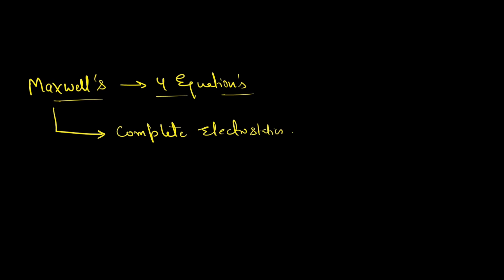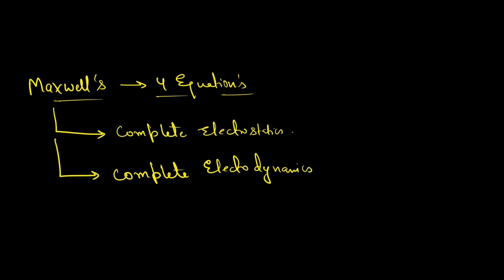Next, he has given a second equation, with which he explained complete electrodynamics. Both have to do with electricity, charge. Statics means stopped, dynamics means movement. So movement of charge means current. When the charge moves, you get current. Related to Ohm's law and Kirchhoff's law, which you are going to study. All these phenomena are explained by Maxwell's second equation.